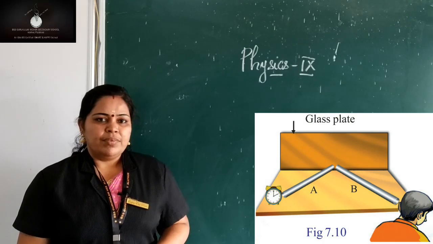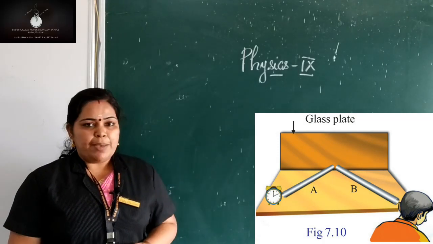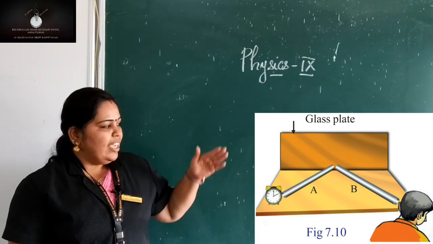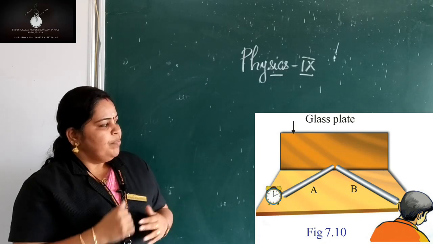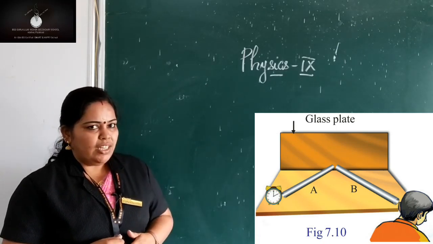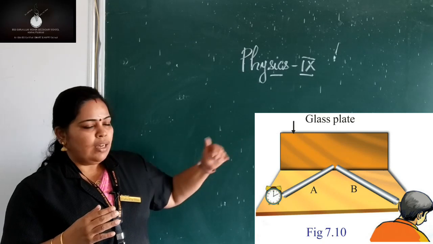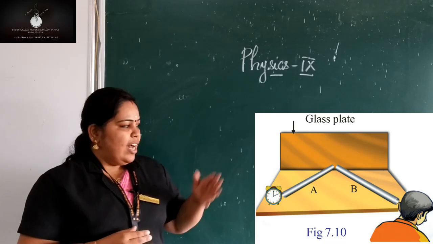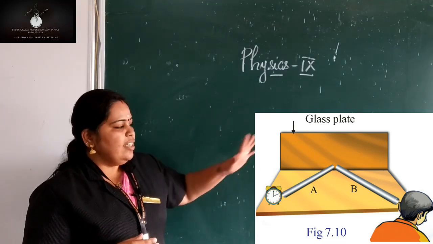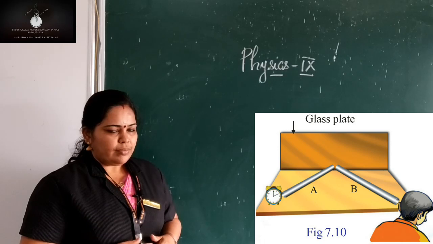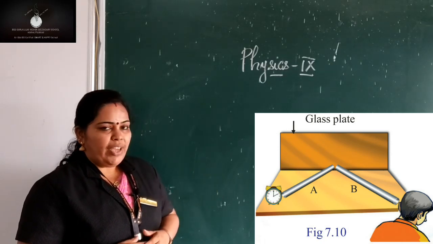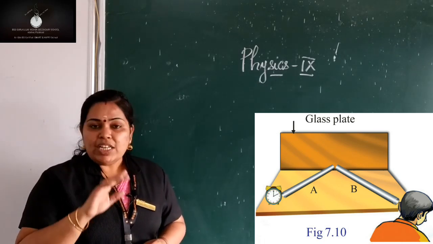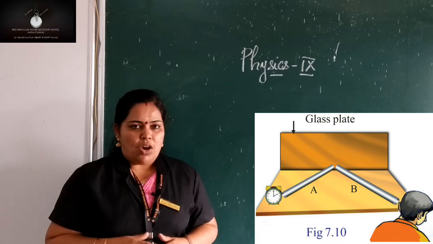Look at this figure. Here you can see two PVC pipes are arranged in a particular manner, and there is a glass plate also. On this glass plate, we have PVC pipes A and B such that one end of each pipe is touching the glass plate. Clear? There is a clock kept near pipe A, so there will be a tick tick sound coming from the clock, isn't it?